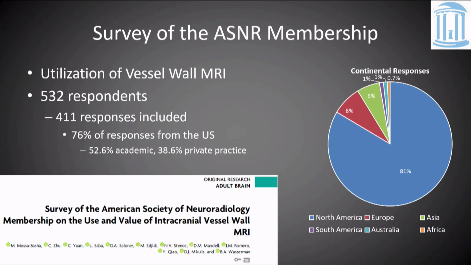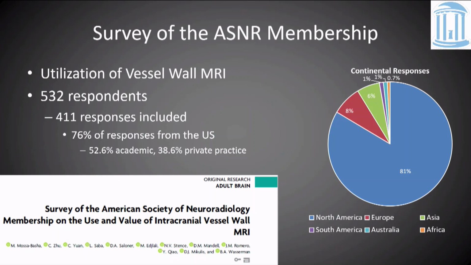So in terms of the survey, this was a survey that we did of ASNR membership, and we looked at utilization of vessel wall MRA, not MRI. See, even I'm brainwashed. We had a total of 532 respondents, of which we included 411 responses. And those that were excluded were because they spent less than 10 seconds on the survey, didn't respond to any questions, or there were redundant institutional responses, multiple responses from the same institution.